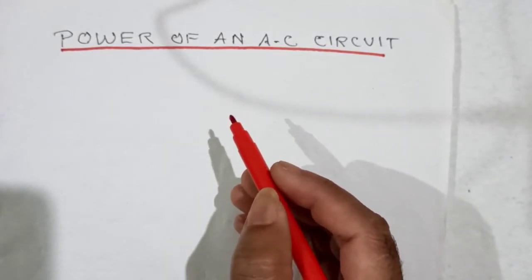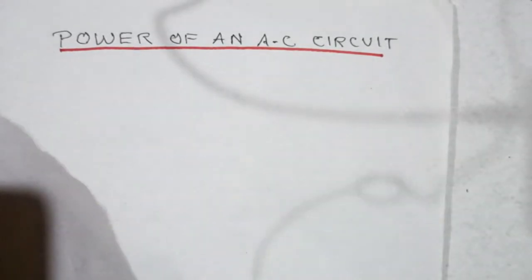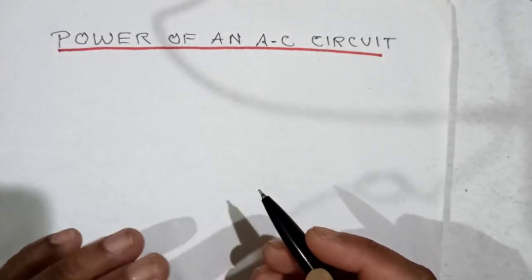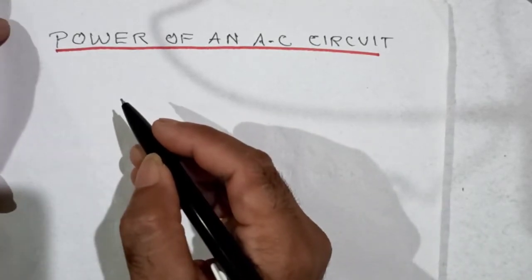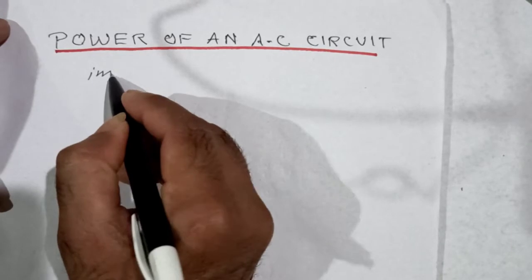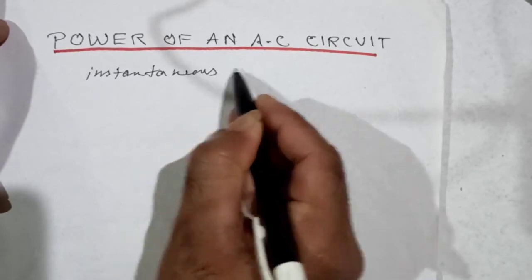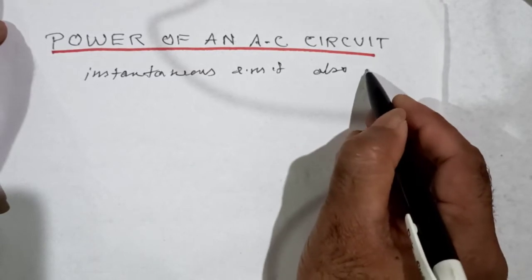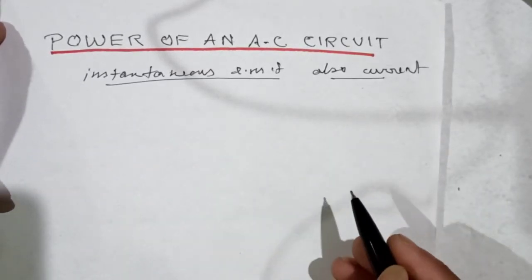First of all, what is power? What is the power of an AC? The instantaneous power of an AC circuit is defined as the product of the instantaneous EMF and the instantaneous current.